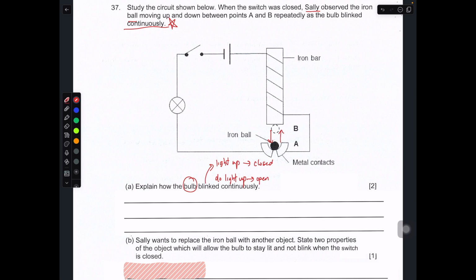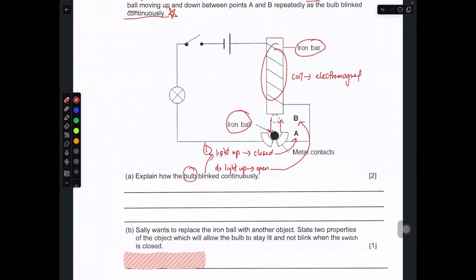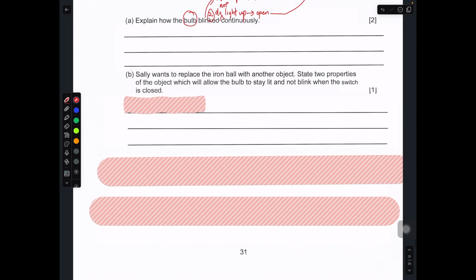Okay, when it's closed, the ball must be at A. When it's open, the ball must be at B. So that's how you make the connection. And what causes the ball to move between A and B must be the iron bar. The iron bar has some coil. The coil will make it become an electromagnet, and it will attract the iron ball. So this part, there are two parts: the one that is lighting up, and the one that is not lighting up. Okay, so this is how you can answer this part.